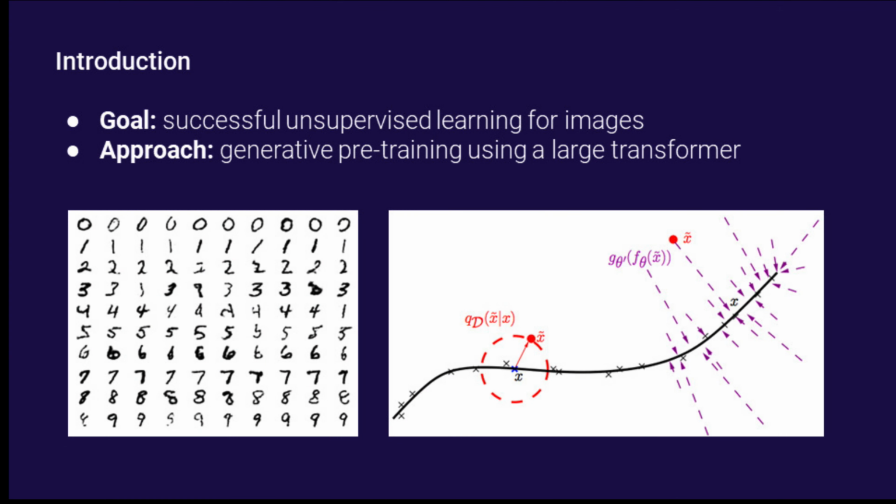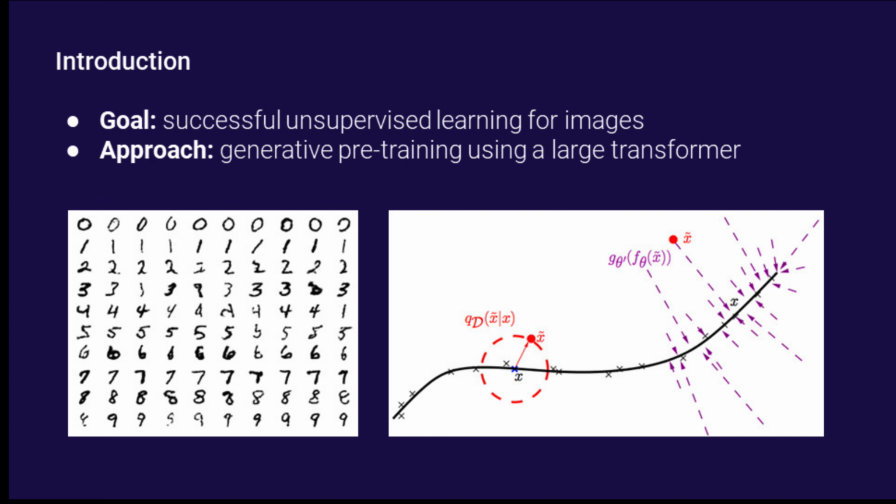The goal of our paper was successful unsupervised learning for images. Specifically, we want to learn features that are useful for downstream image classification tasks, without the use of image labels during pretraining. And our approach is generative pretraining using a large transformer.